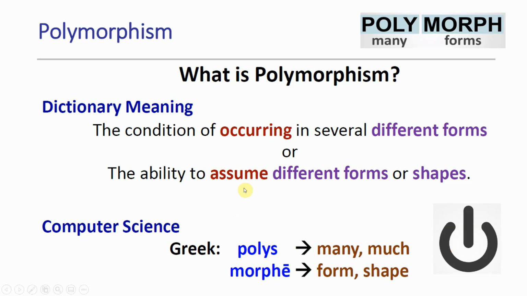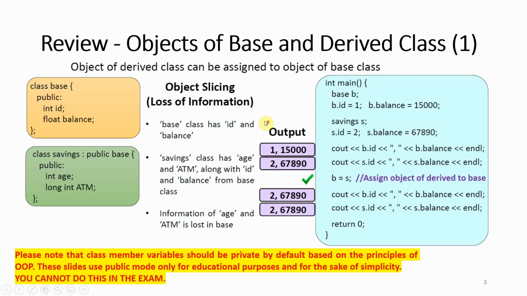Let's just first look at the meaning of polymorphism. Poly means many, morph means shape. So basically the ability to assume different forms or shapes is the meaning of polymorphism, or the condition of occurring in several different shapes. So that's what polymorphism is: something that can assume different shapes or different forms.